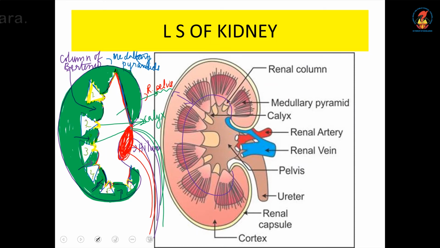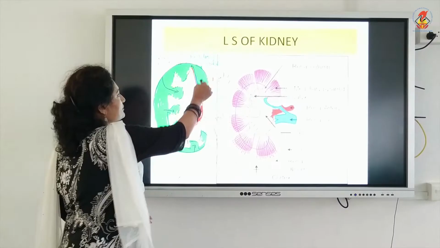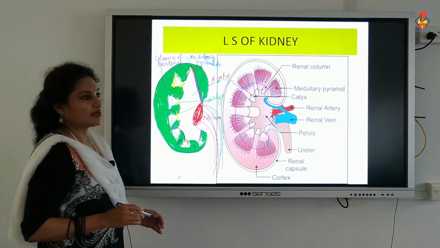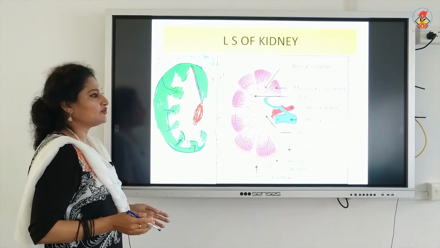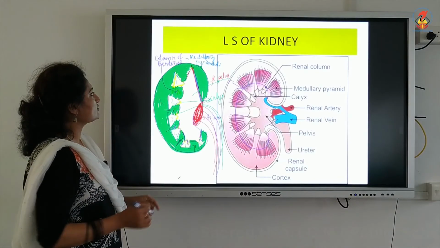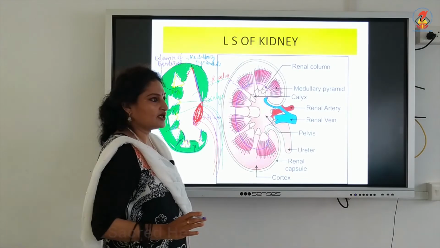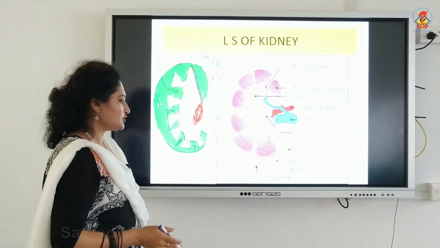So the medulla is renal pelvis along with the medullary pyramids. So the remaining part is the cortex. So the outer part is the cortex, and the region between the two medullary pyramids or between adjacent medullary pyramids, that region of the cortex is known as column of Bertini. I hope you have understood the structure of the kidney, that is through the longitudinal section.